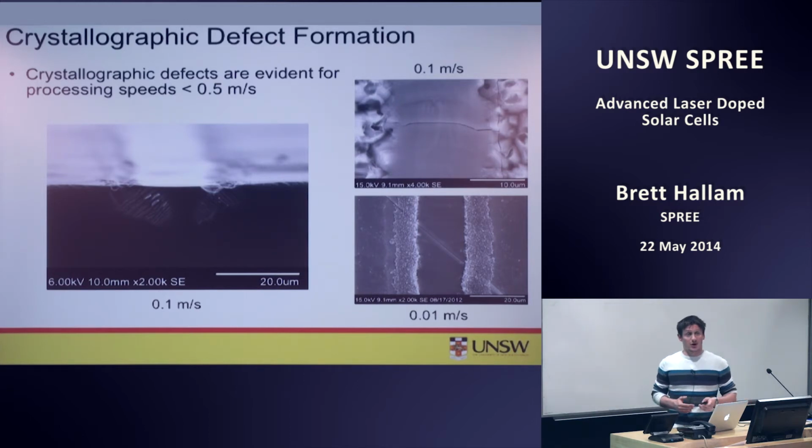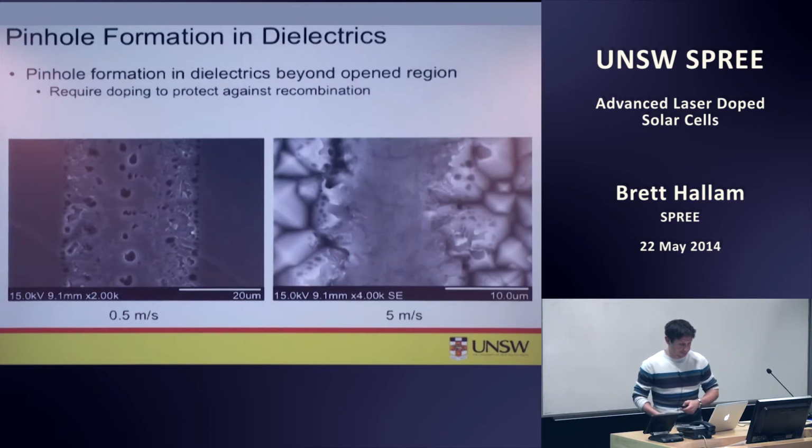So in most of our experiments, we try to avoid these really slow processing speeds because of how many defects they form and the limited availability of hydrogen to passivate some of these defects.